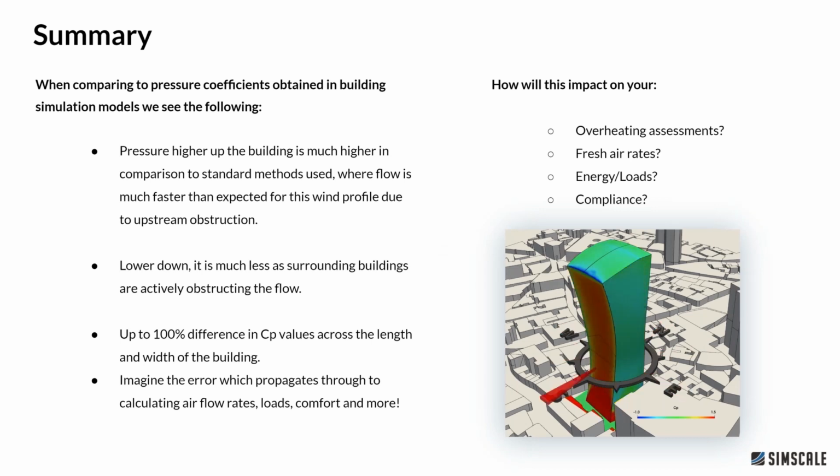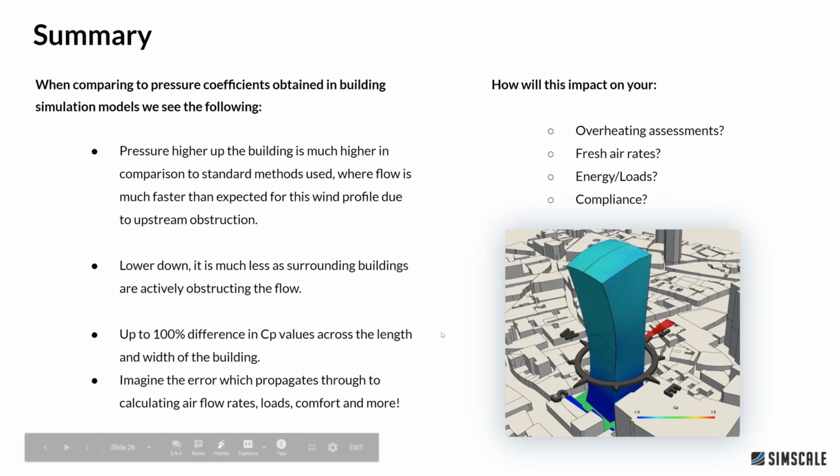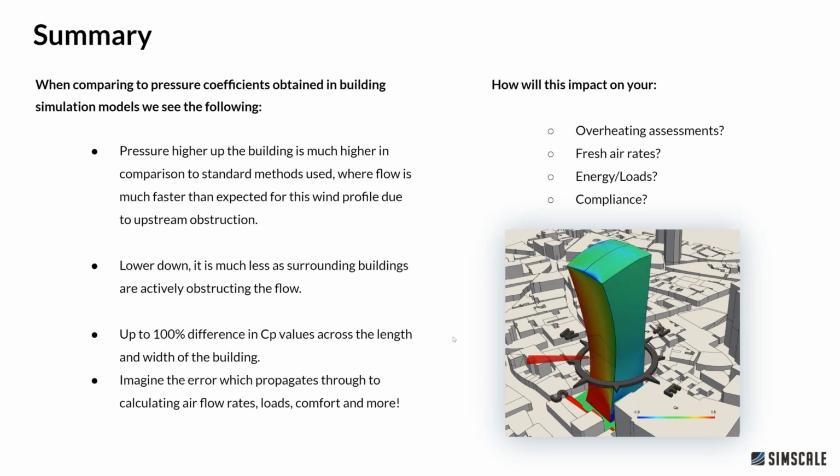So, this is critical that we understand this, and our industry understands what's going on. What we're talking about is when you're comparing pressure coefficients, wind pressure coefficients on your building facades, at your building openings, obtained from building simulation models, we see the following. Darren's already shown the behavior. So pressure higher up the building is much higher in comparison to the standard methods, where flow is much faster than expected for the wind profile due to upstream obstruction.